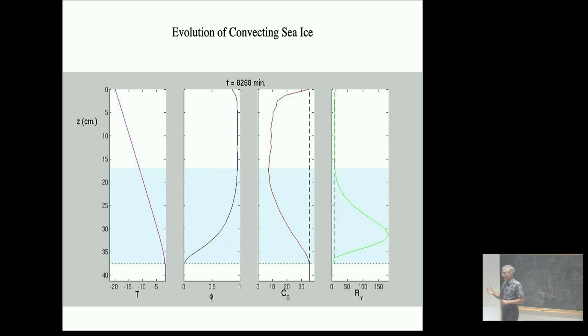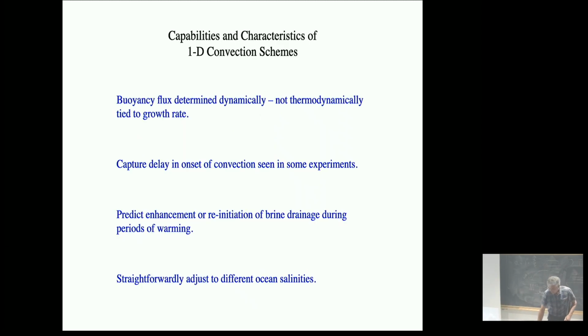So if I get a warm spell coming through, if I warm this ice, then I open up the pores a little bit, and I can get another flushing event. I can reinitiate the convection. We'll start again and get rid of a little bit more salt. So this is very responsive to changes in weather. So capabilities and characteristics. We determine this buoyancy flux dynamically.